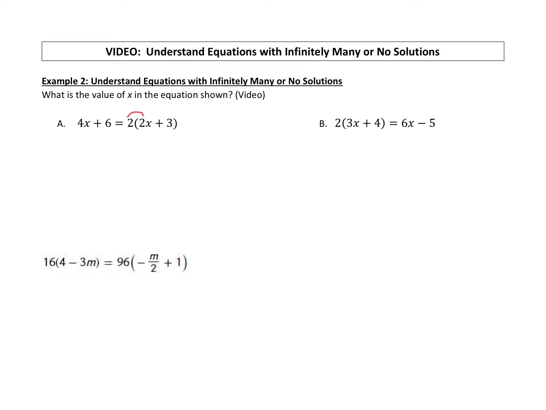Distribute the 2. Well, actually, I'm going to carry down our 4x plus 6. That was ready to go. 2 times 2x, positive 4x. 2 times a positive 3 is positive 6.